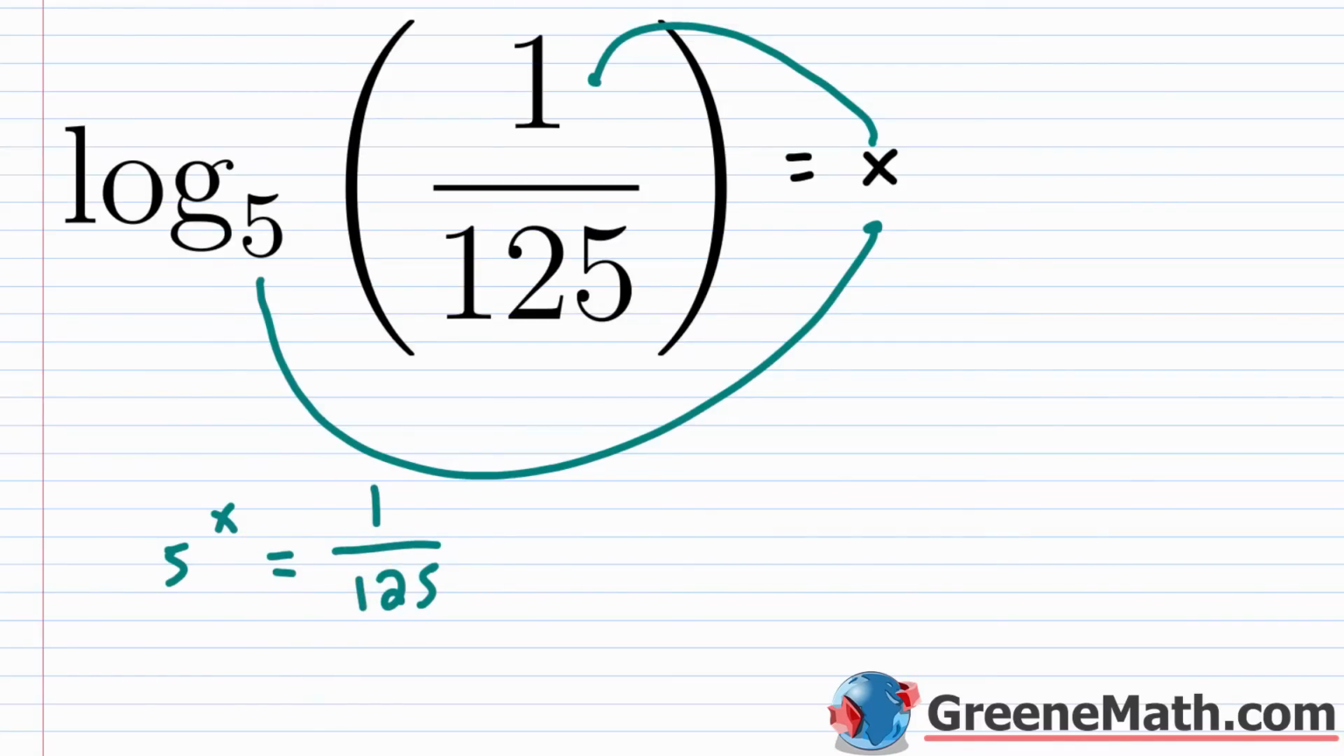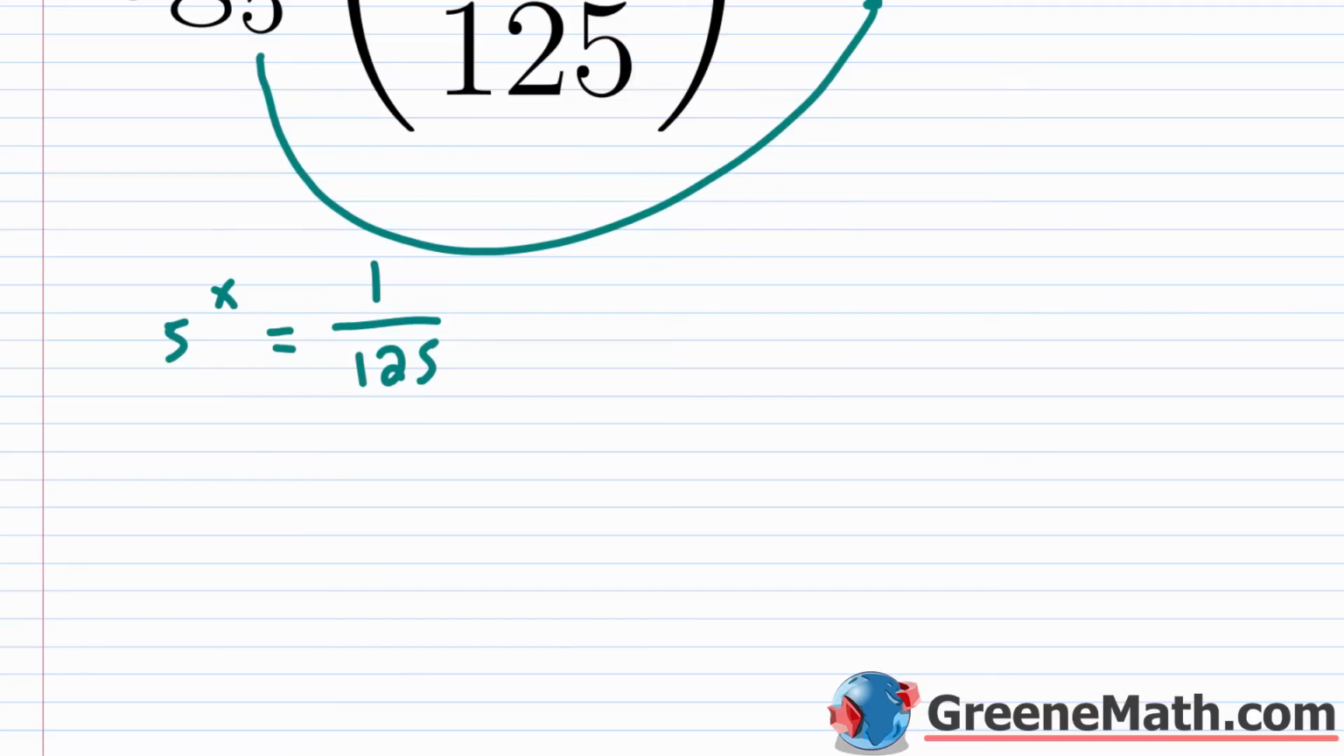Now, most of you know that 125 is going to be 5 cubed. It's 5 times 5, which is 25, times 5 again, which is 125. So let me go ahead and write this as 5 to the power of x is equal to 1/5 cubed. And again, you can drag this across the fraction bar. You just have to change the sign of the exponent. So I'm just going to say that this is 5 to the power of x is equal to 5 to the power of -3.